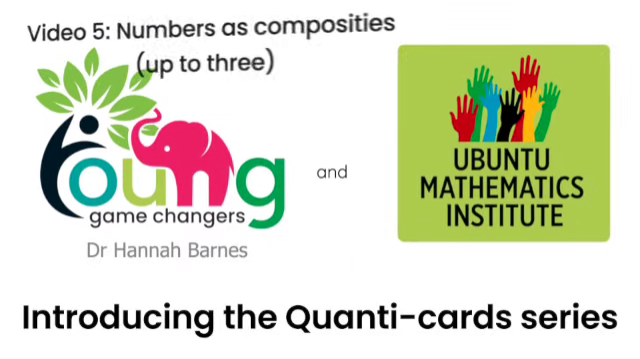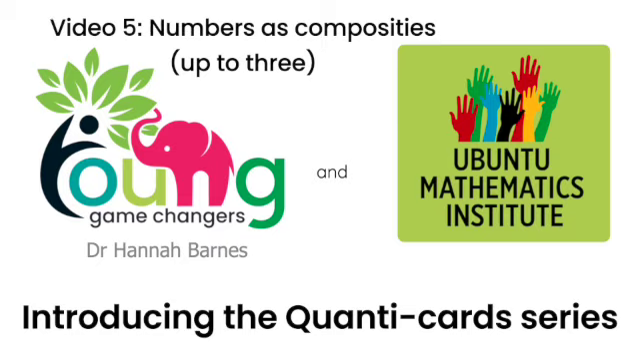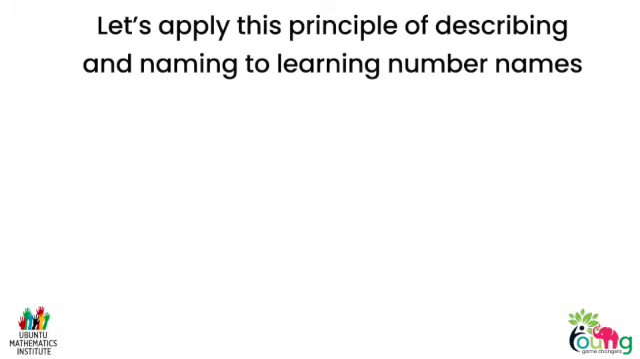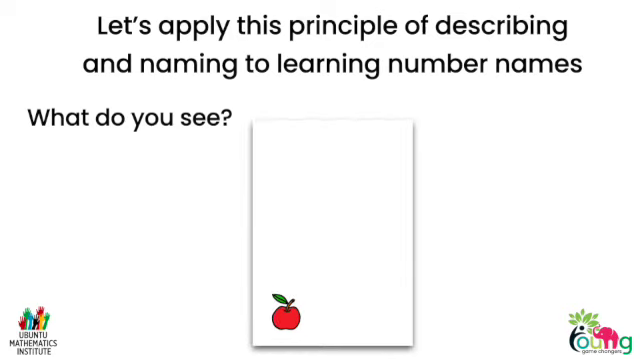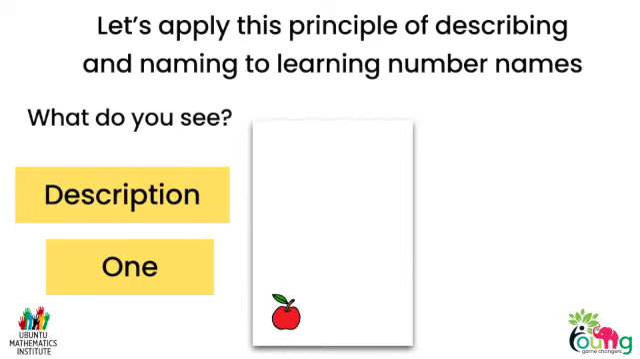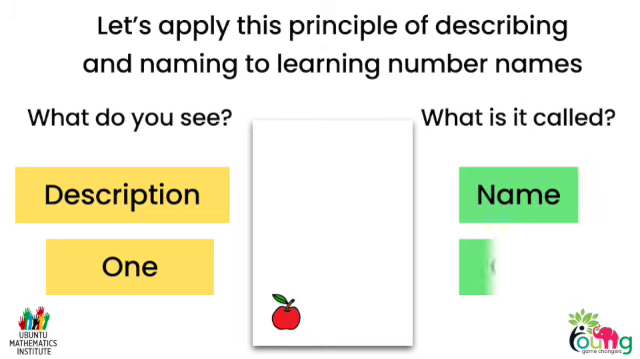1, 2, 3, 4, 5, and 6. In learning numbers as composites, we start with the smallest unit, which is 1, and we apply the principle of describing and naming. We show any of the object cards with 1 on and ask, what do you see? Of course, the description is 1. What it's called is also 1.